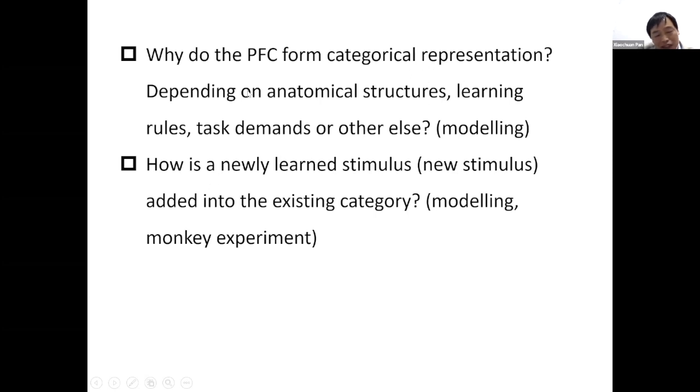For example, in a very simple task, maybe association alone is enough to represent the task. But if you have lots of associations, category representation may have the advantage. Of course, for our specific question, we are very interested in how a newly learned stimulus, for example a new stimulus in our task, is added into the existing category, rather than forming another new category. For this we can try to use modeling and the monkey study.